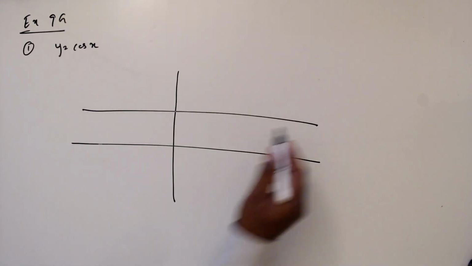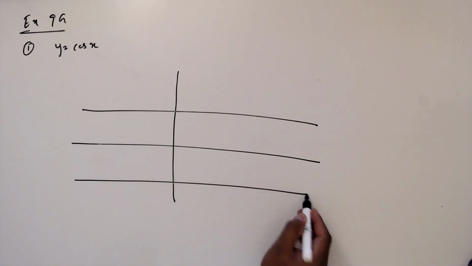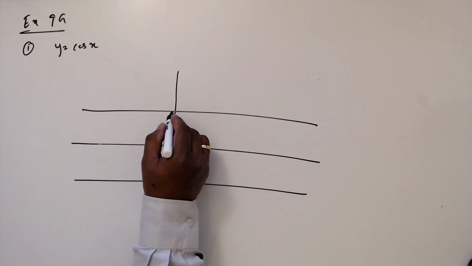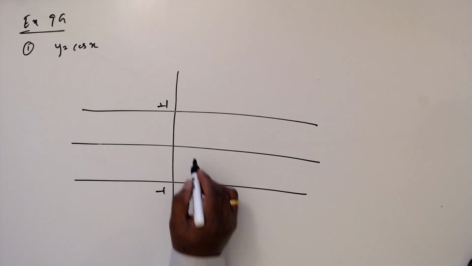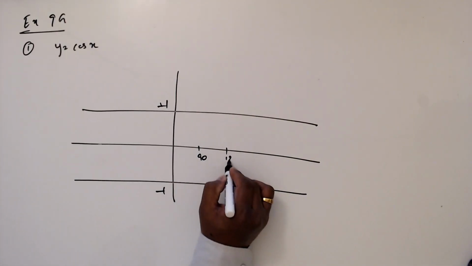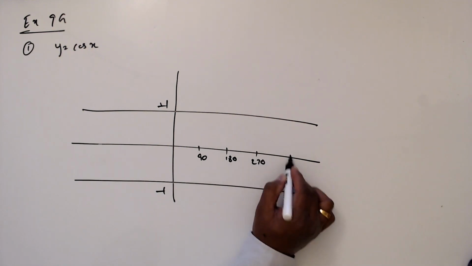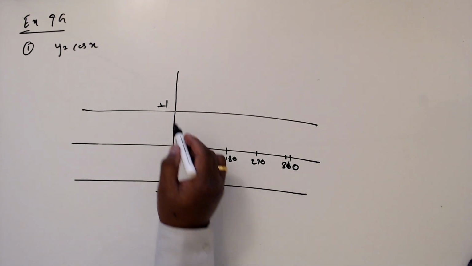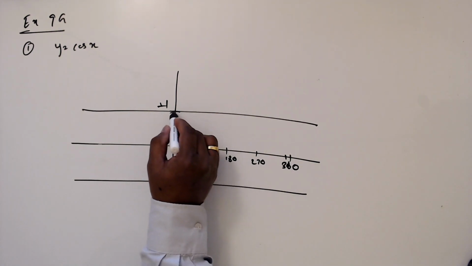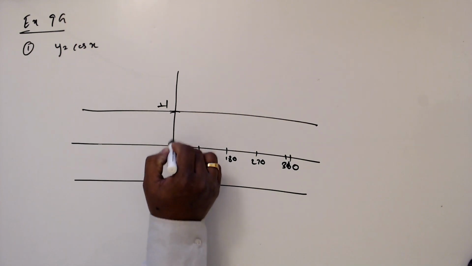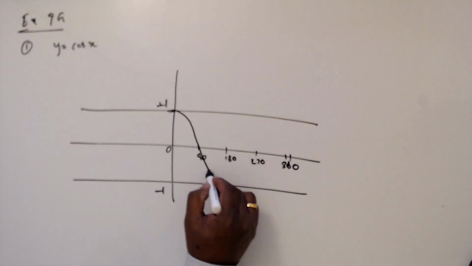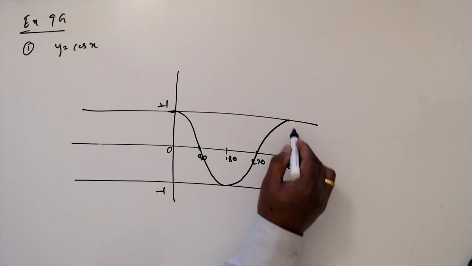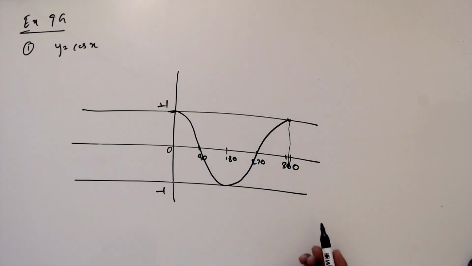So we know that this graph is moving in between plus 1 and minus 1. So this is 90, 180, 270, 360. So small as possible. As we discussed earlier, the cos always starts with, when x equals 0, cos 0 is 1. Something like this and like this, and cos 360 also going to be 1.